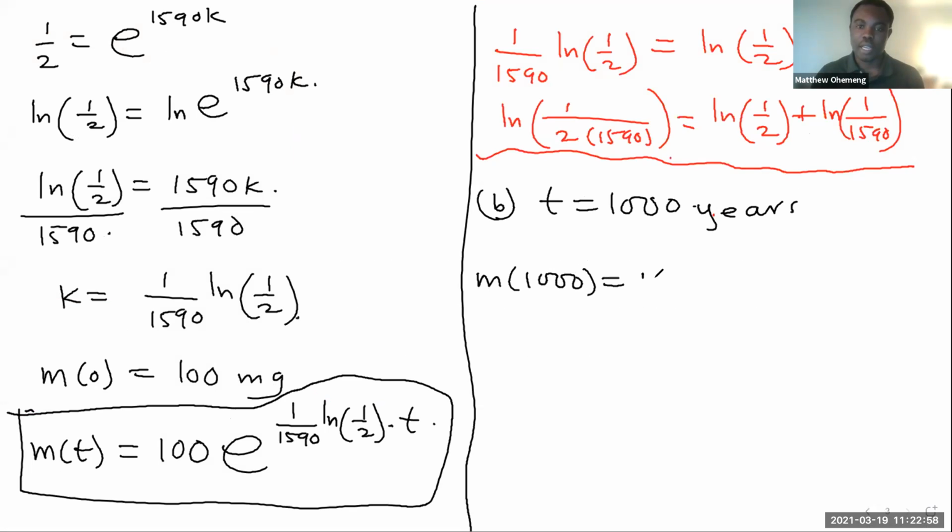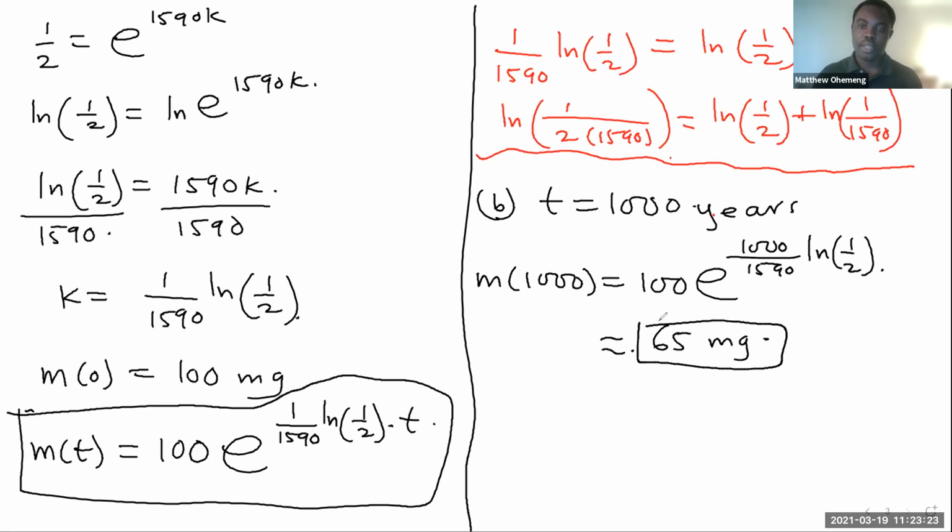So that would be 100 e to the, I can move the t in front, so I get 1,000 over 1590 and then ln of 1 over 2, like so. And then that'll give us an estimate. It says round to the nearest milligram. So let me look at the answer and just write it there: approximately 65 milligrams. Right, so that's it, we are done.